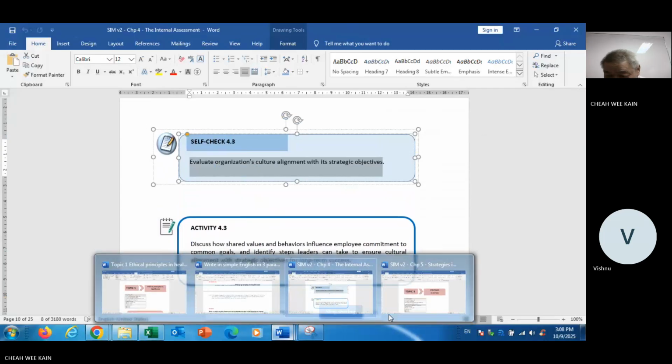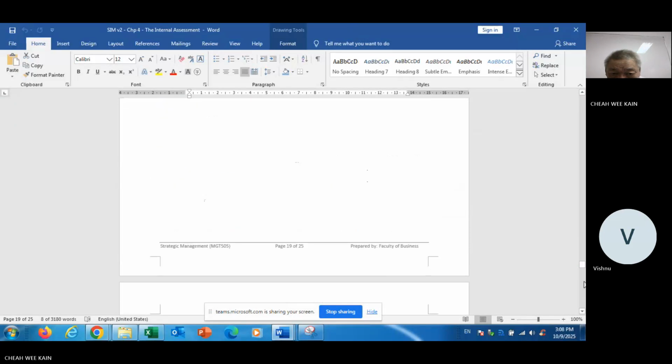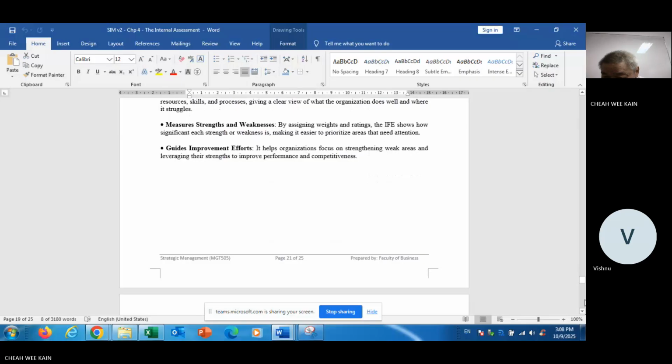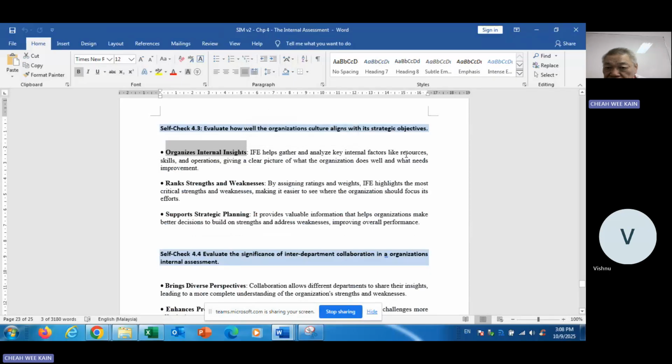So let's look at 4.3. Really, how well organization culture aligns with the strategy objective. If we use IFE, it helps to analyze key factors like resources and so forth. And it gives you a clear picture of what it does well and what needs improvement on the business side. Now it can rank, because for example, let's say you've got 5 strengths, you've got 5 businesses. So you rank which one is the greatest strength, so you take advantage of the one with the greatest strength. Or this is a greater business, maybe you want to tackle the greatest business instead of the not so important business. Okay, so it supports strategic planning.